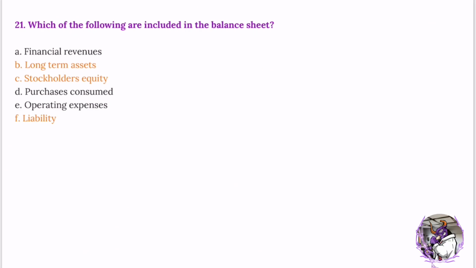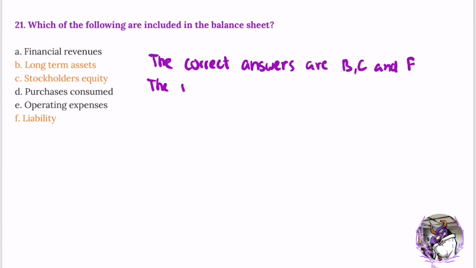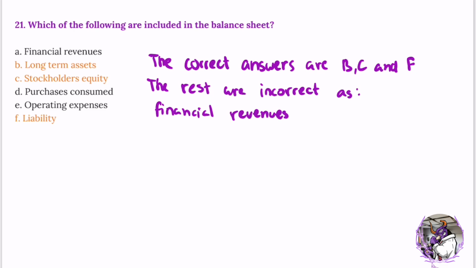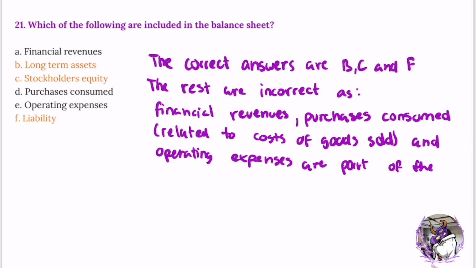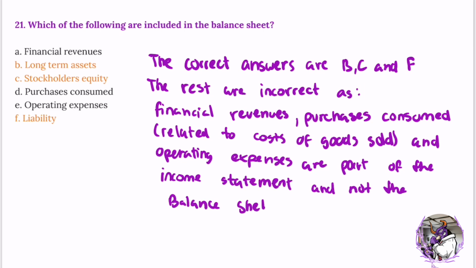Question 21. Which of the following are included in the balance sheet? The correct answers are B, long-term assets, C, stockholders' equity, and F, liability. The rest of them are incorrect, as financial revenues, purchases consumed, which means related to cost of goods sold, and operating expenses are part of the income statement and not the balance sheet.